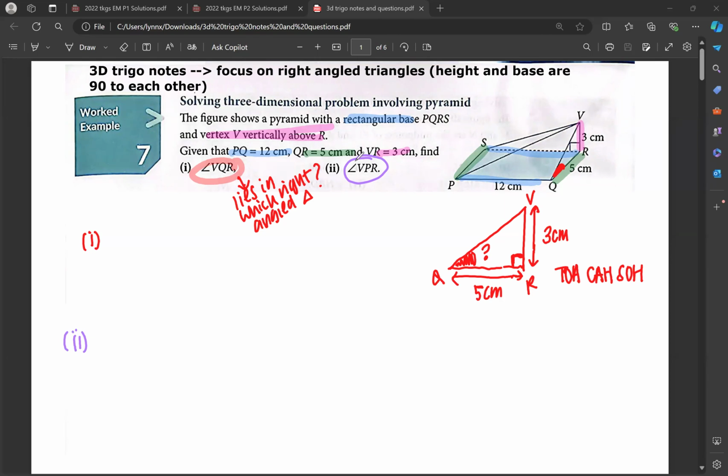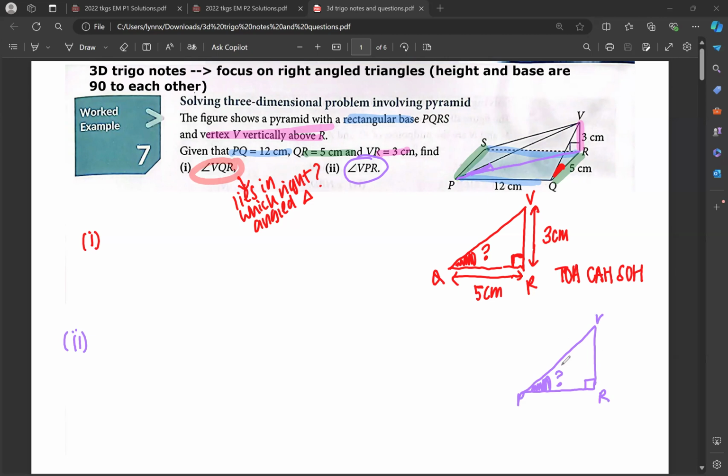What? Yes, exactly. It's just triangle VPR. So I need to draw out this is my triangle VPR. Can you see the one in purple? So I'll draw out triangle VPR. So here's my 90 degrees again. I have V, I have P, I have R, correct? So they want me to find this one, question mark. So can you see the right angle triangle?